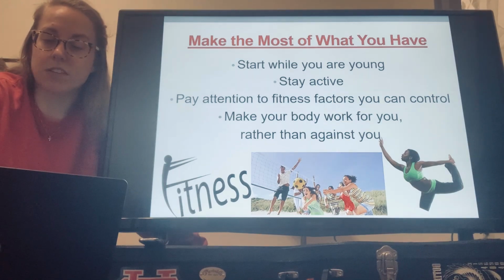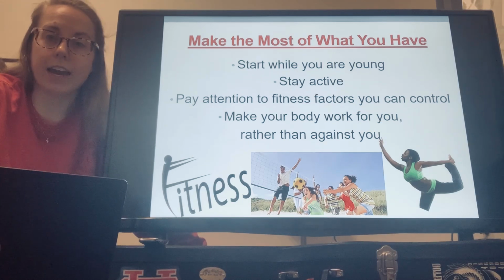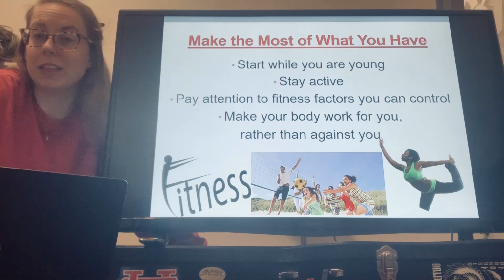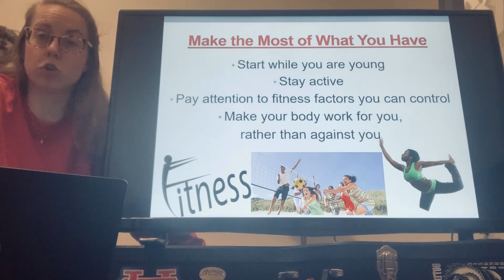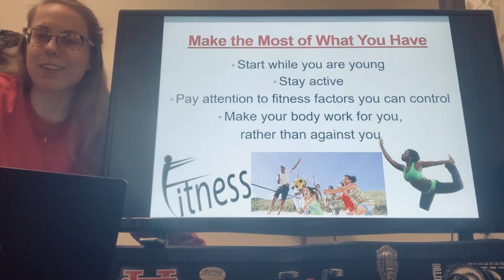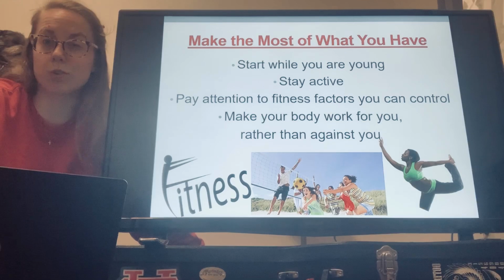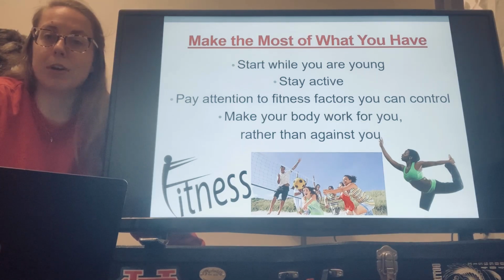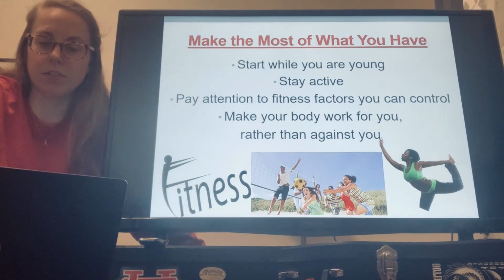Paying attention to fitness factors that you can control, okay? You sitting on the couch playing a video game or watching binge episodes on Netflix. Okay, those are different things that you can control. You can choose not to do those items, and you can choose to get up and go be active.